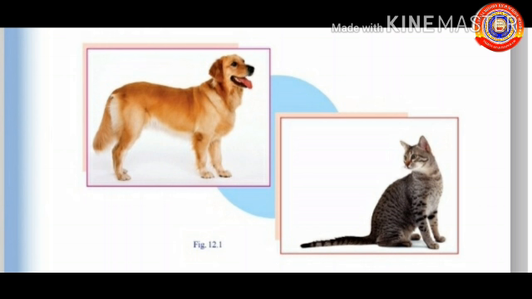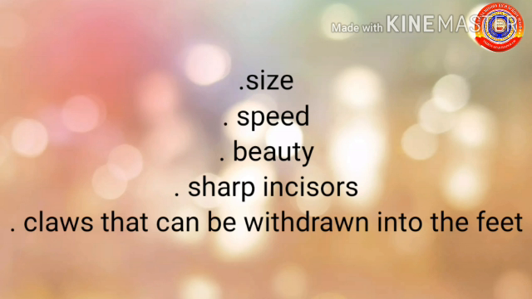Observe the figures. What criteria can be used for classifying these two organisms? Yes, the size, speed, beauty, sharp incisors, claws that can be withdrawn into the feet. These are some of the criteria that can be used for classifying these two organisms.